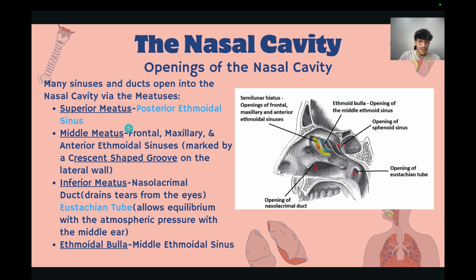And it has the frontal, maxillary, and anterior ethmoidal sinuses. And it's marked by a crescent-shaped groove on the lateral wall. Now here you can see the semilunar hiatus, the crescent-shaped groove. That's going to be your main point.